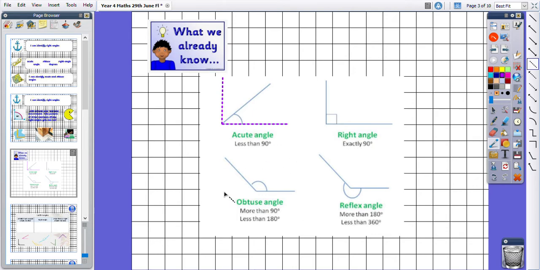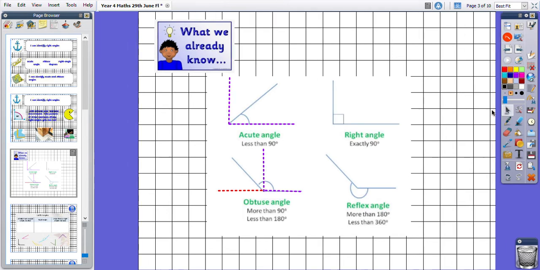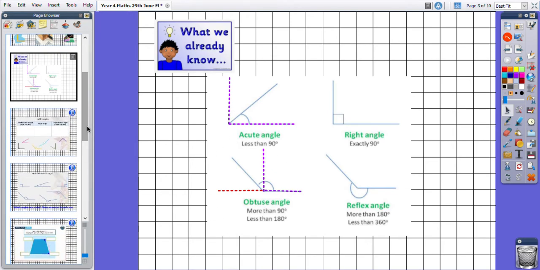We also have an obtuse angle, and an obtuse angle is greater than 90 degrees, so greater than a right angle, but it is less than 180 degrees, so it's less than a straight line. As you can see, this angle here is bigger than 90, but it is less than a straight line. Then we also have a reflex angle, which we won't be using today, but a reflex angle is more than 180 degrees, but less than a full circle. So today we're going to focus on acute angles and obtuse angles.